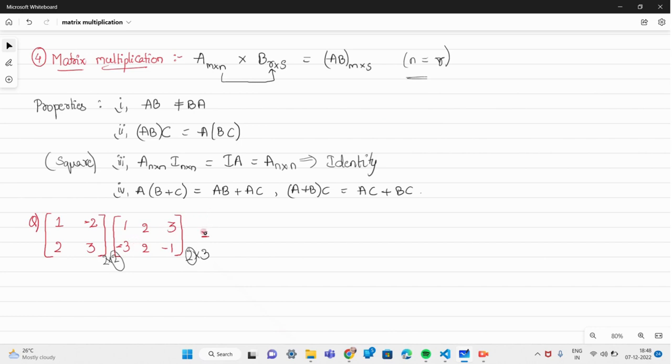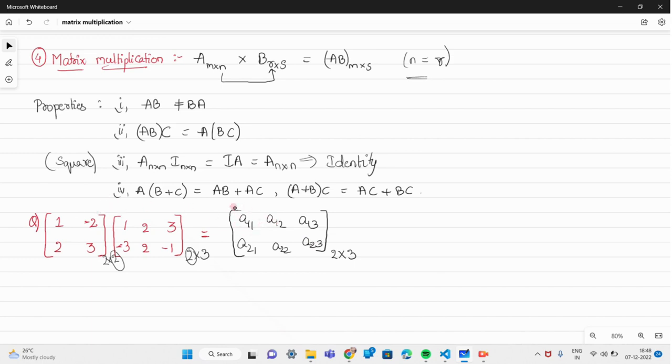So for this, what will be the output? What will be the general output? It will be of order 2 cross 3, which means 2 rows and 3 columns. So let's write it as A11, A12, A13, which means the first row and 3 columns. Next, second row, A21, A22, A23. So how does the matrix multiplication take place?